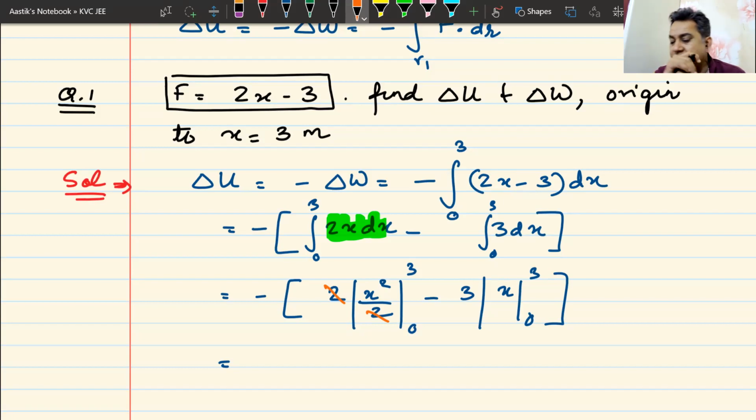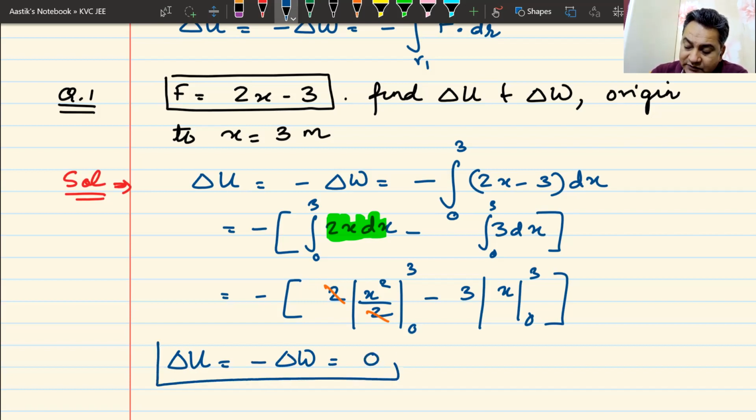What is the value of change in potential energy coming as? I think the answer is coming 0, right? Yes or no? Have I done any mistake? Doesn't look like it. Change in internal energy, which is negative of work done, is nothing but equal to 0. That is the answer we were looking at.